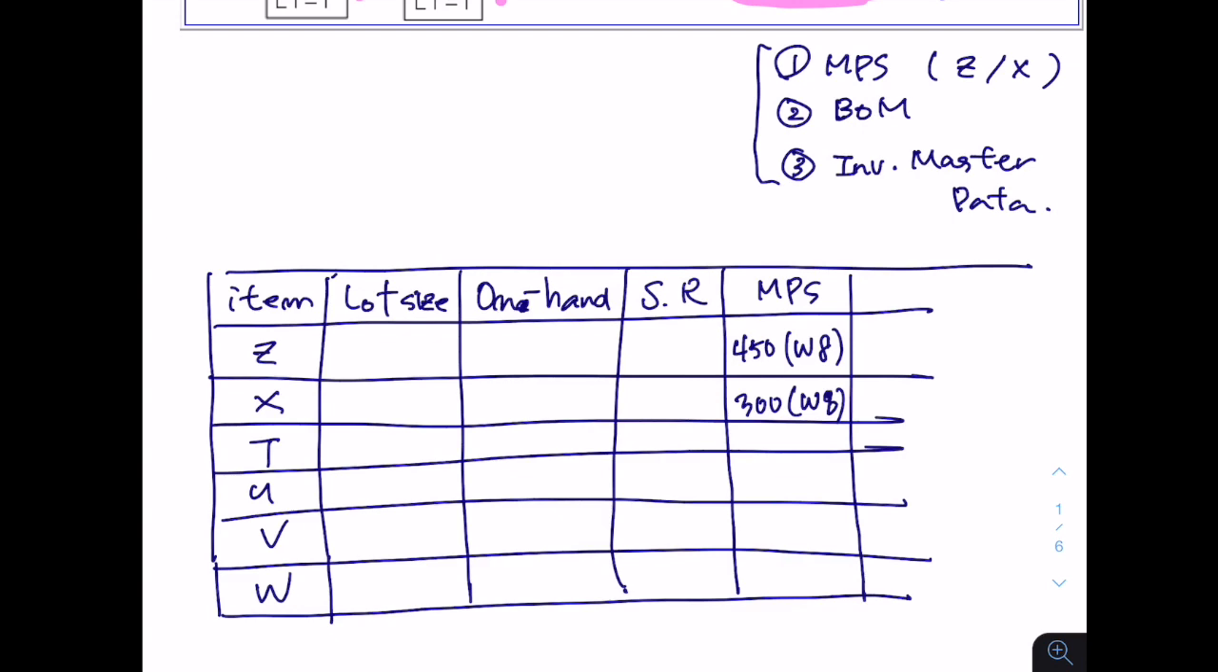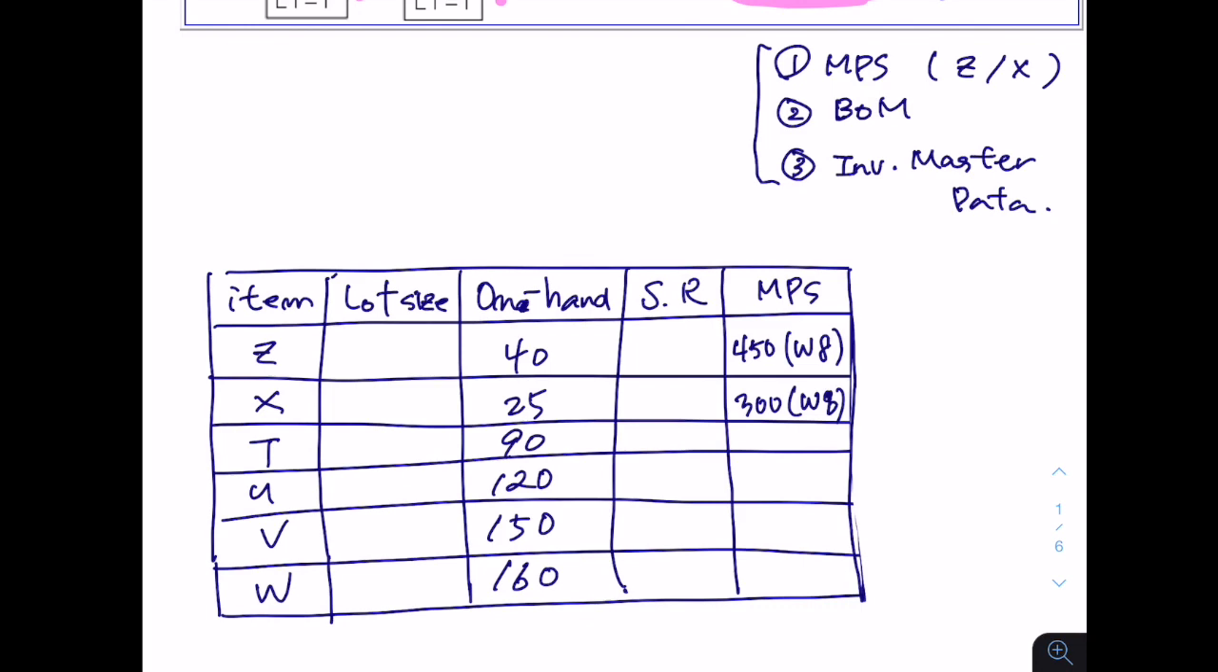An inquiry of available stock reveals 25 units of X on hand. So we have 25 X on hand and 40 units of Z on hand. And 90 of T, and 120 of U. And 150 of V, and 160 of W. And now we have the on-hand inventory.